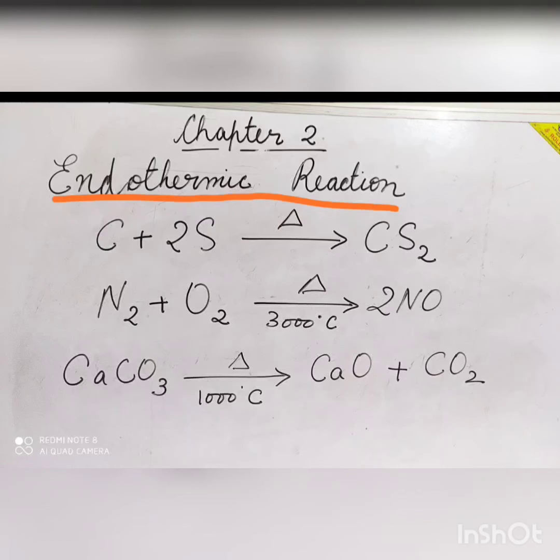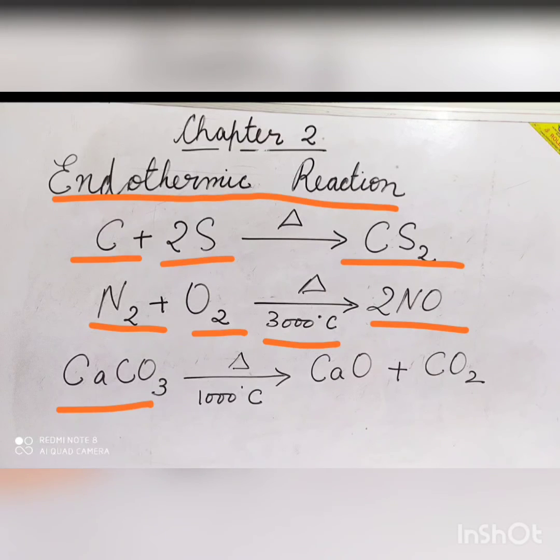For example, formation of carbon disulfide. When carbon is heated with sulfur at high temperature, liquid carbon disulfide is formed. Another example of an endothermic reaction is when nitrogen reacts with oxygen at a temperature of about 3000 degrees Celsius, nitrogen oxide is formed. Calcium carbonate decomposes into carbon dioxide and calcium oxide when it is heated to a temperature of 1000 degrees Celsius. This is also an endothermic reaction.